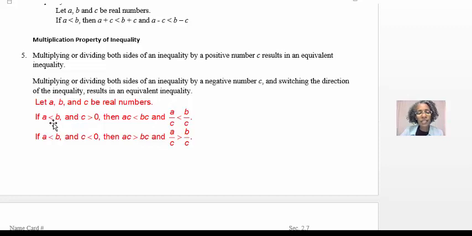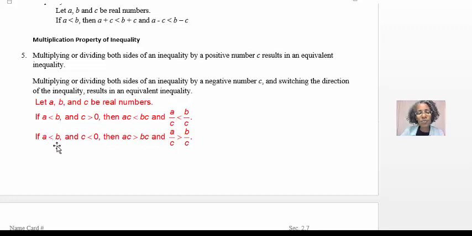So if A is less than B and C is positive, meaning C is greater than 0, then AC is less than BC, and A over C is less than B over C. So notice how the inequality symbol, if C is positive, maintains its original direction.